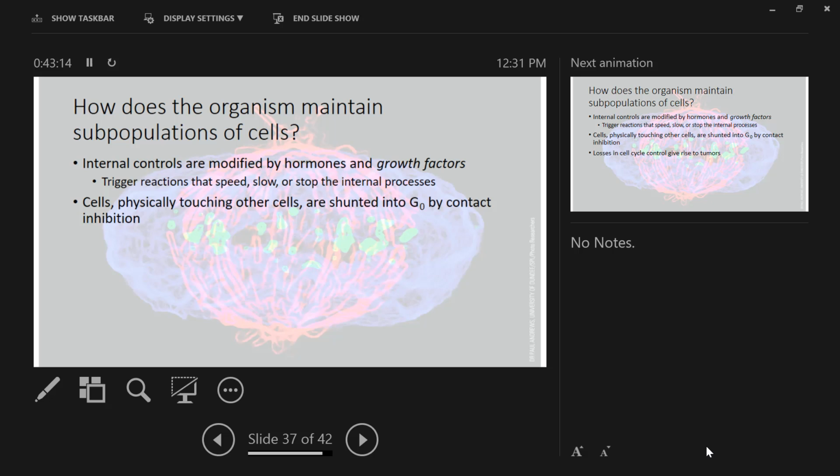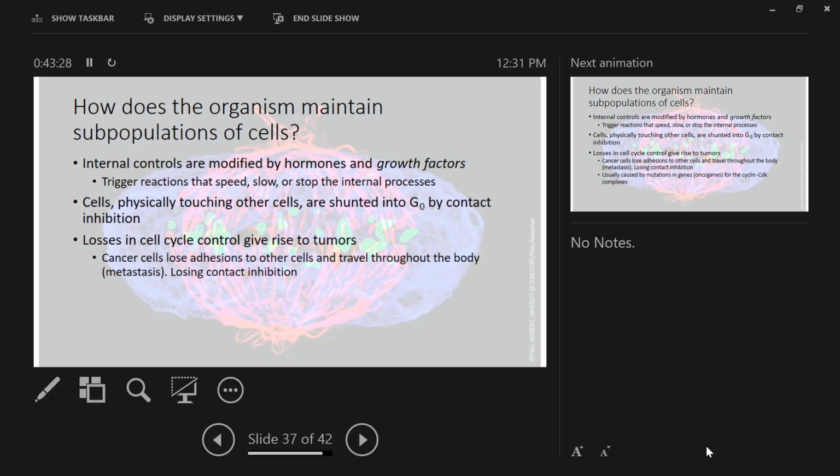And this is what you were asking about, Levi: losses in cell cycle control will give rise to uncontrolled cell growth, and it will give rise to tumor formation. For that to become cancerous, those cells need to also lose their adhesion to neighboring cells. At that point, they can start to move around the body, and they can be permanently shut down from ever experiencing contact inhibition. That way, even if they penetrate a neighboring tissue, they will still keep growing like crazy.